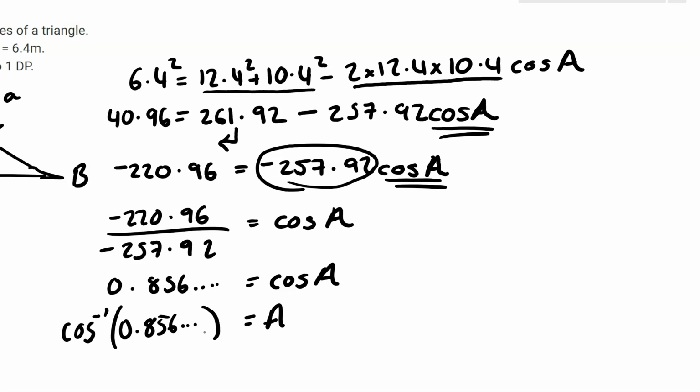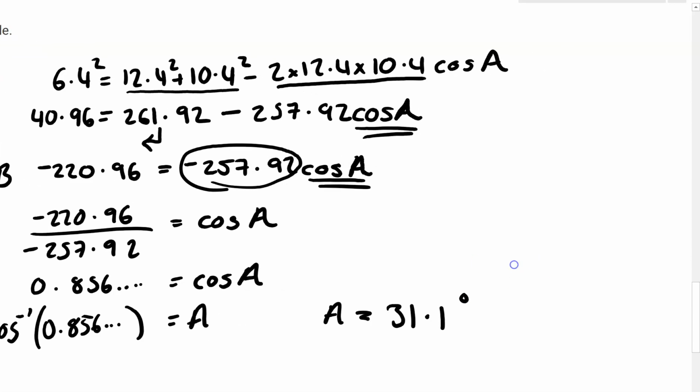Oops, I've pressed the wrong button on my calculator. Cos to the minus 1 is 31.1 degrees. Now, there's no reason why you can't rearrange the formula before you put the numbers in if you prefer, if you think it looks a bit tidier.